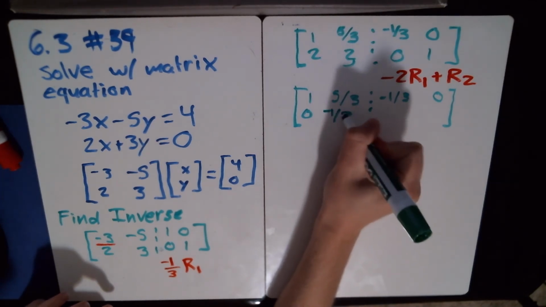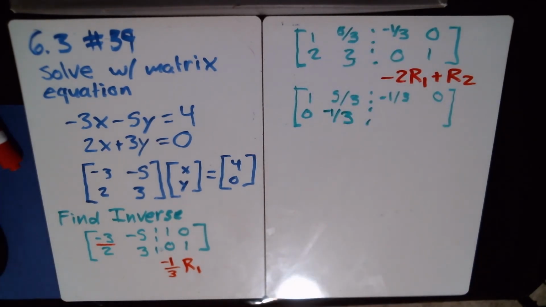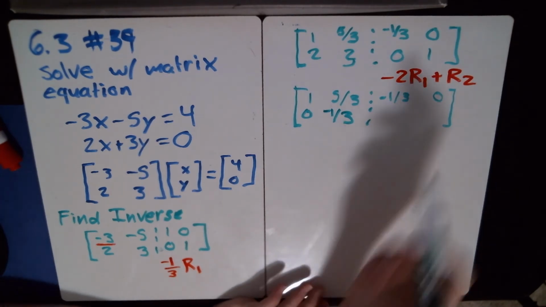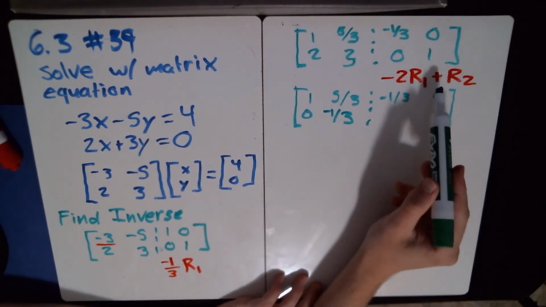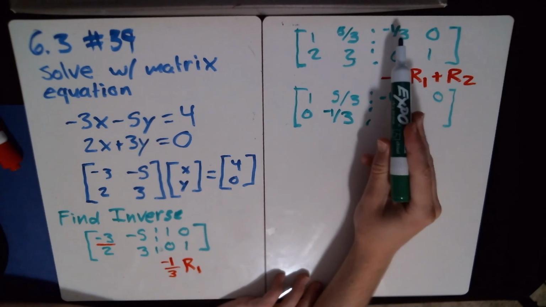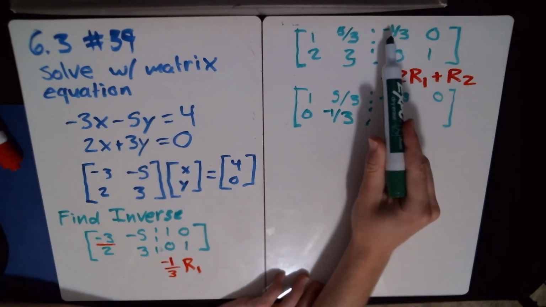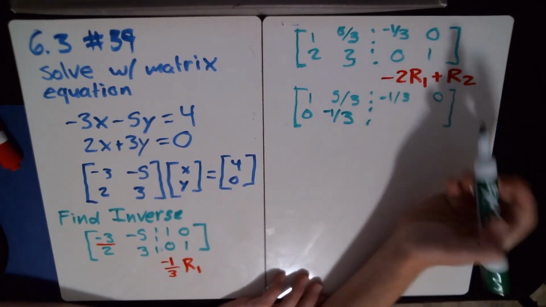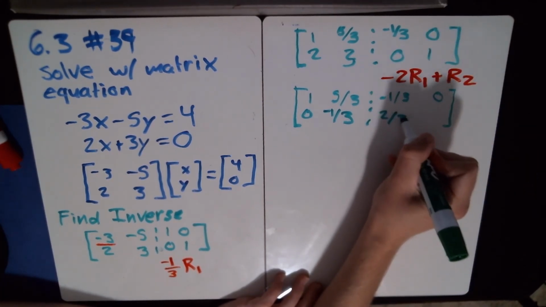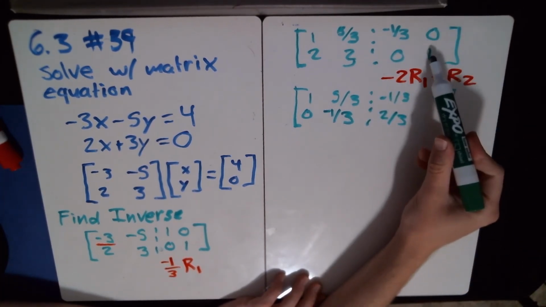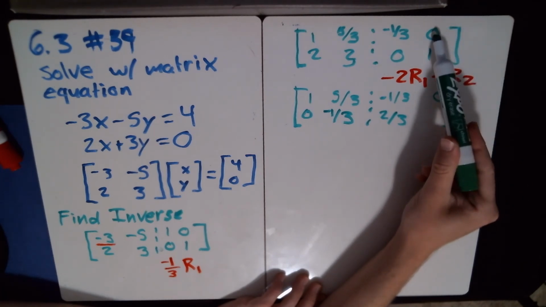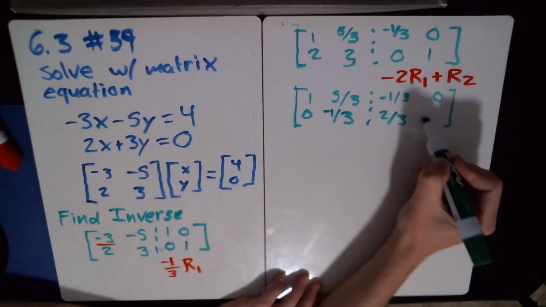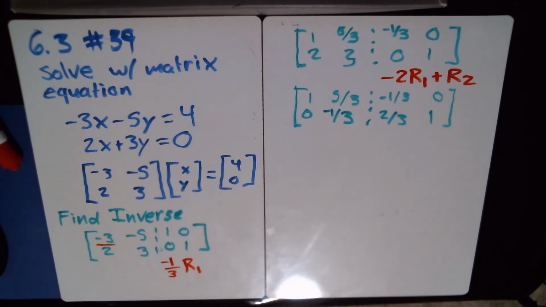Negative 1/3. Okay, and then we've got here negative 2 times negative 1/3 is 2/3, and then we're going to add that to 0, so just 2/3, and then negative 2 times 0 is 0, plus 1 is still 1. Okay, so there's our matrix.